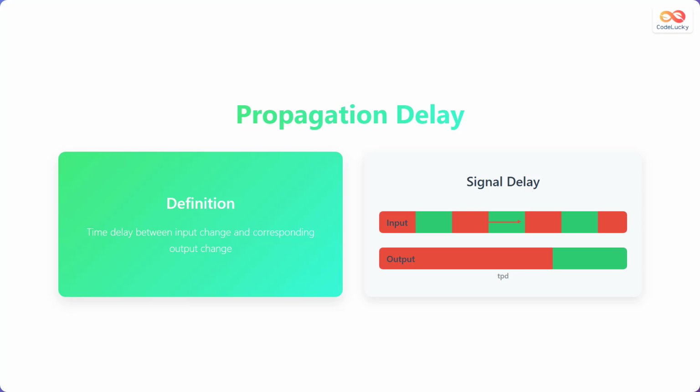Next, let's discuss propagation delay. Propagation delay is the time delay between a change in the input of a logic gate or circuit and the corresponding change in its output. In the diagram, you can see the input signal and the output signal, and the time difference between the change in input and the change in output represents the propagation delay, which is denoted as TPD.